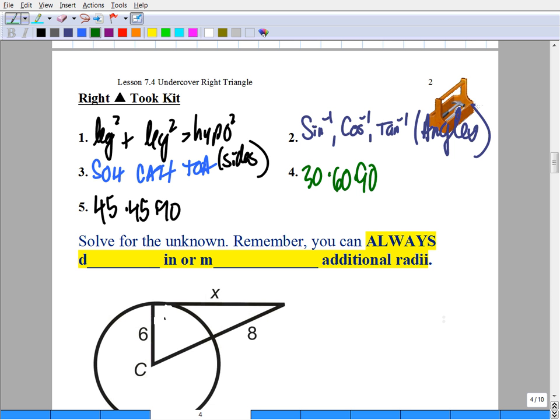Turn around, pair up again. And without looking, hold up 5 fingers, see if you can rattle off, what are the 5 triangle toolkits? Go.